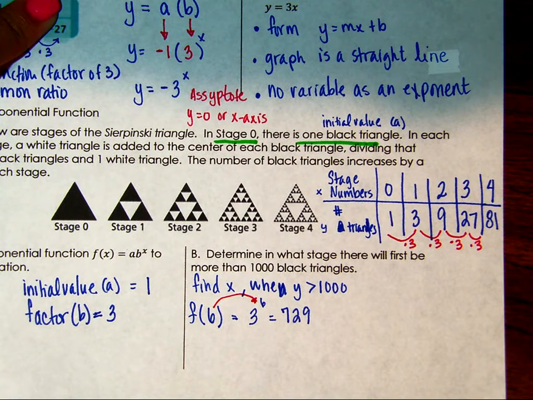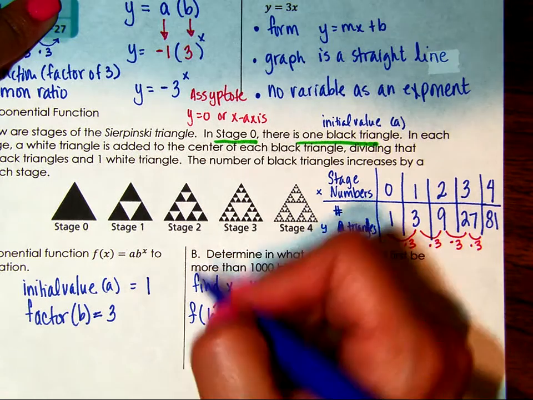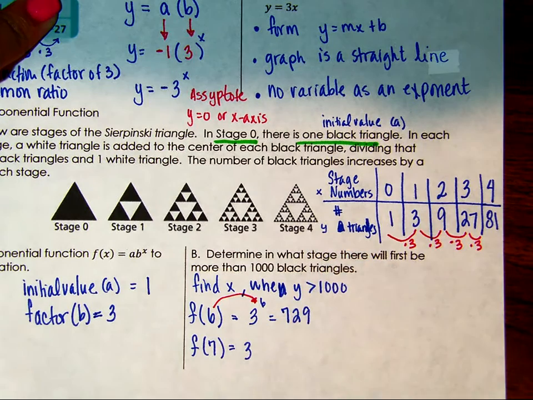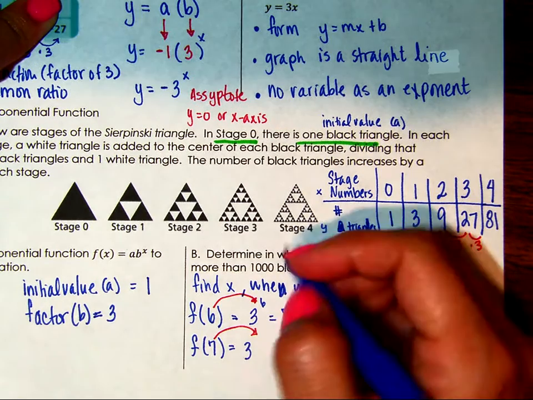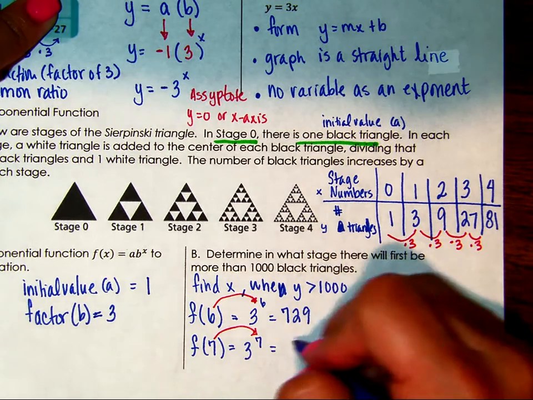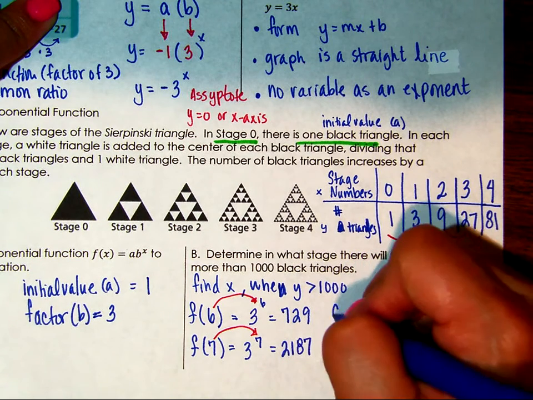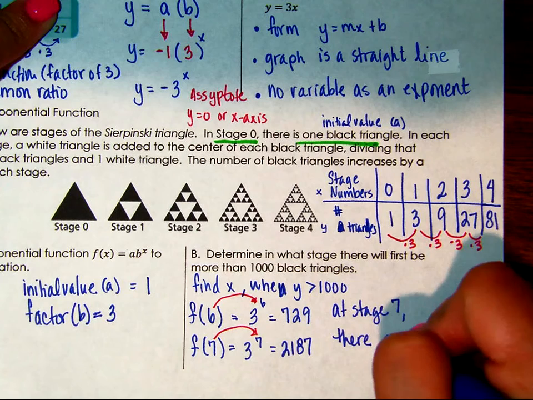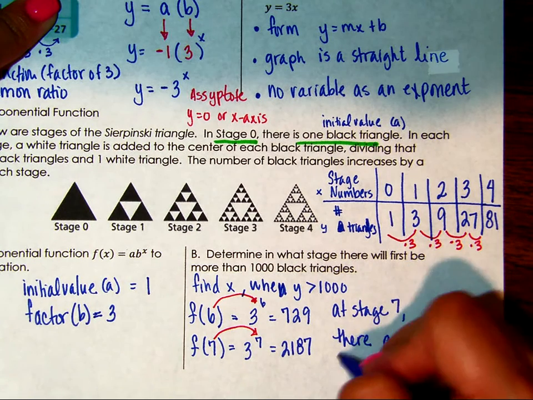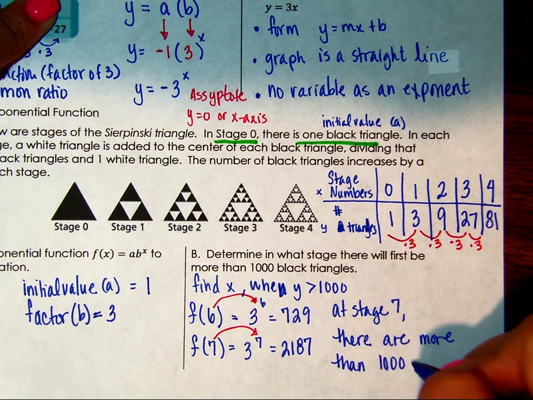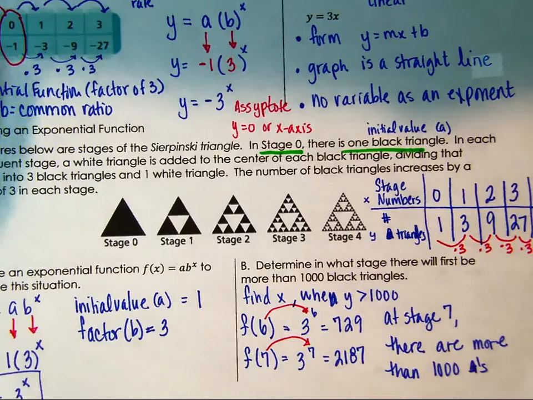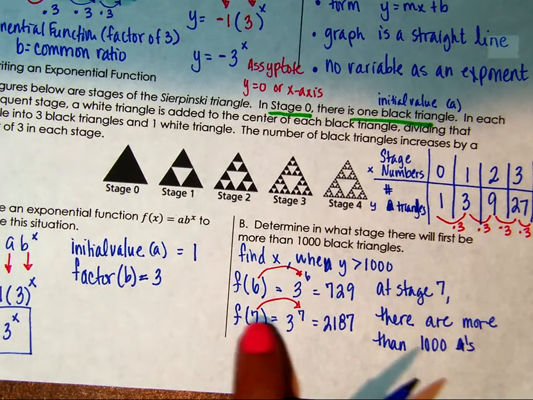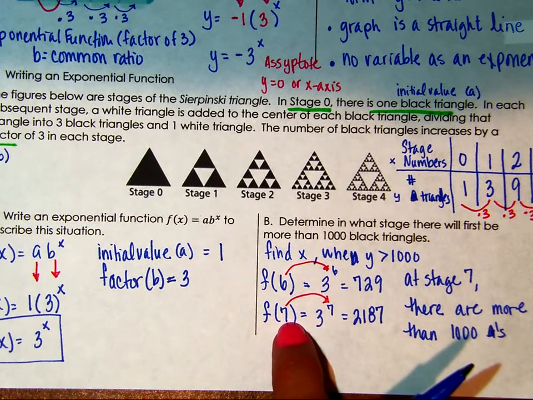Okay, so that's still not greater than 1,000. So let's try the next stage. Let's try 7. Again, you have 3, which is your factor, and I'm raising it to a new x, which is 7. When you multiply all that out, you get 2,187. So at stage 7, there are more than 1,000 of those black triangles. It cannot be 6.5. The stages have to be integers, like 2, 3, 4, 5, 6, and 7. So at stage 7, we actually had more than 1,000.